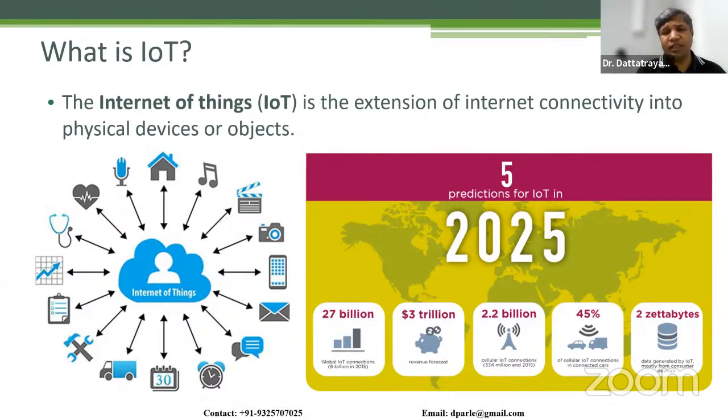Let me give one example here. You might have seen this, what is this? Probably a Fitbit, right? Fitbit is this device you wear on your wrist. It is an example of an IoT device. It is a way to connect a human to the internet, human activity to the internet.